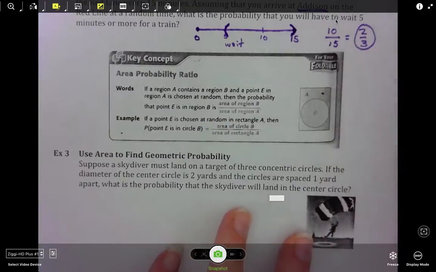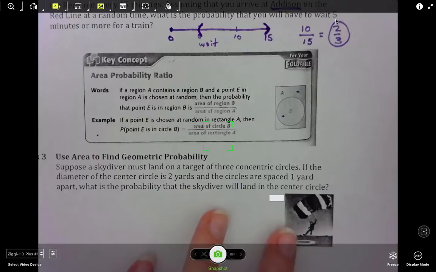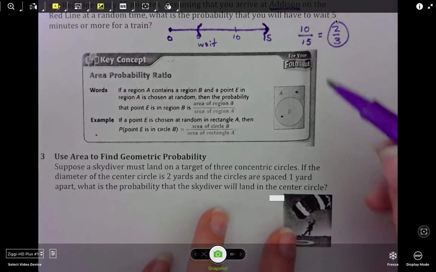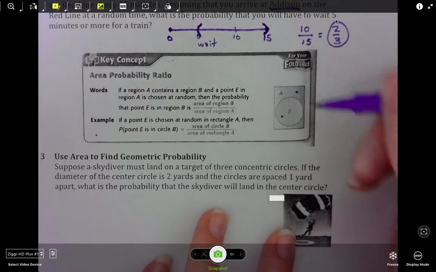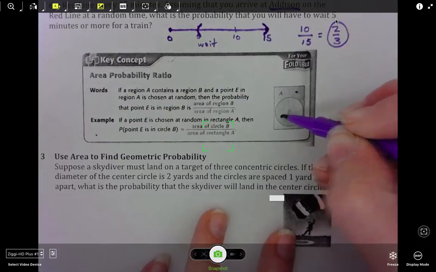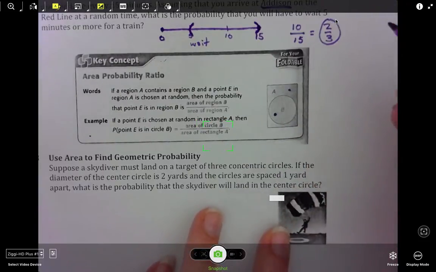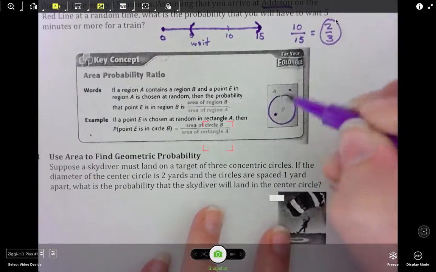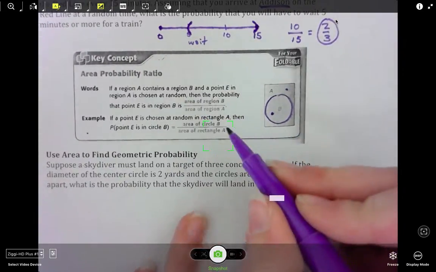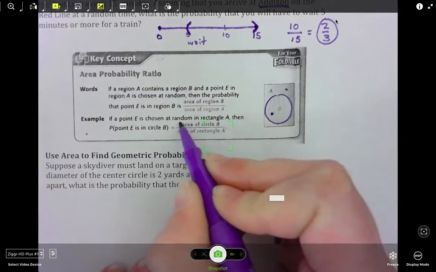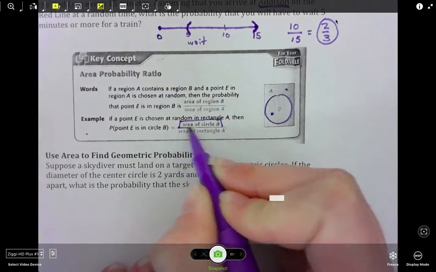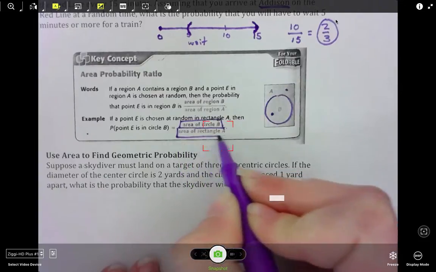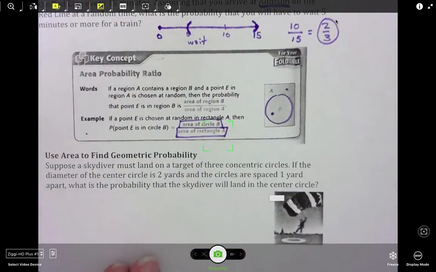It could land here maybe, or maybe it lands down here. But what I want to do is find the probability that if I have a dot landing in that rectangle, it also lands in the circle. I want to know the probability that if I throw a dot, it also lands in the circle. So I'm going to find the area of the circle and put that over top of the area of the rectangle. That's going to give me my probability.